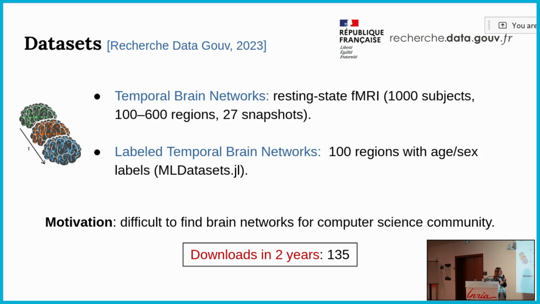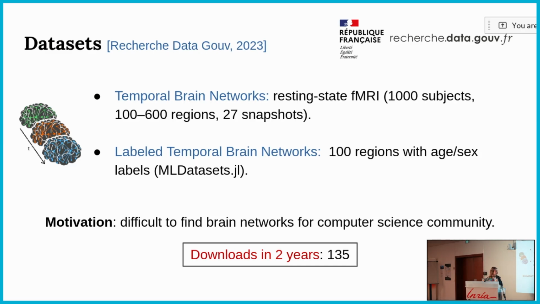And then we also created a labeled version, which contains again 1,000 subjects, but in this case we also add additional information such as age and biological sex labels. And this dataset was designed to be used in machine learning tasks, and so it was added in the MLDatasets.jl package, which is a package that contains machine learning datasets in the Julia community.